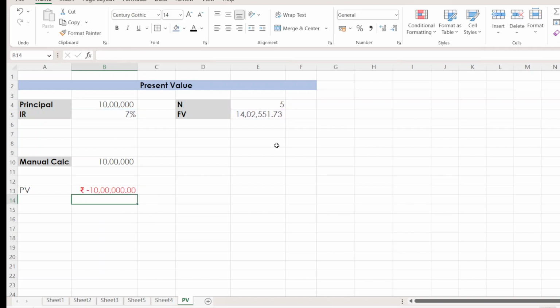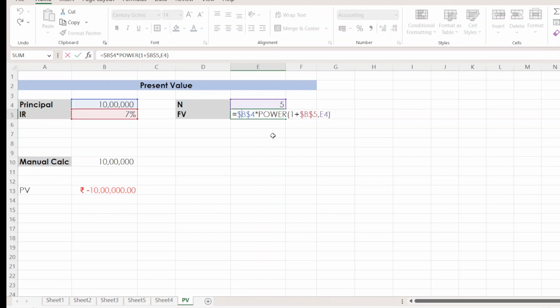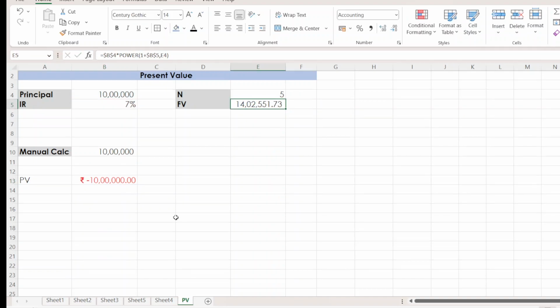Now the point is why there is a negative sign. So how does it happen, right? When you make an initial investment, that has gone out from your account, 10 lakh has gone out. So if you keep this as a negative, then the future value you get is positive. I can show you later.